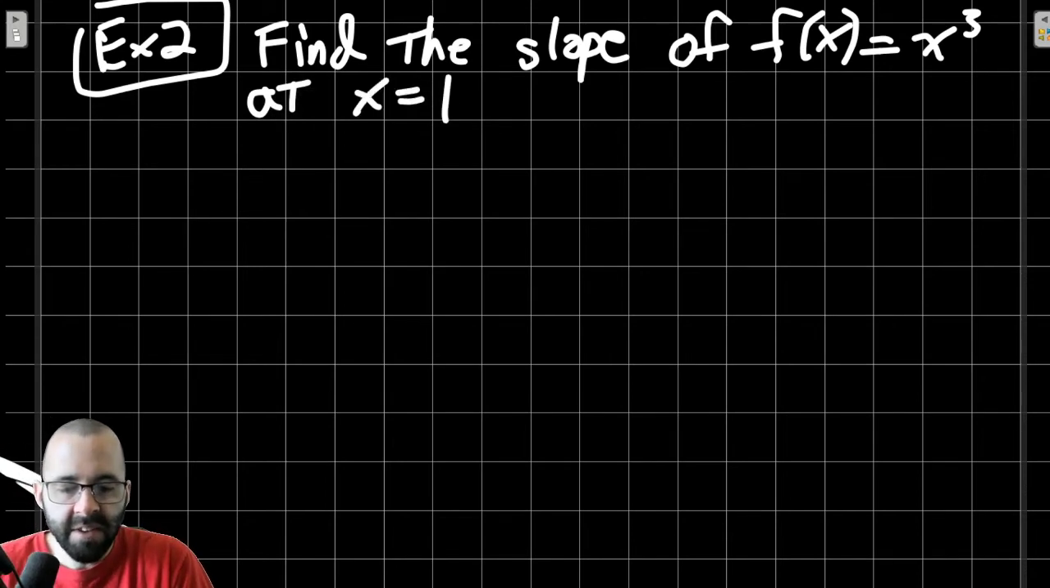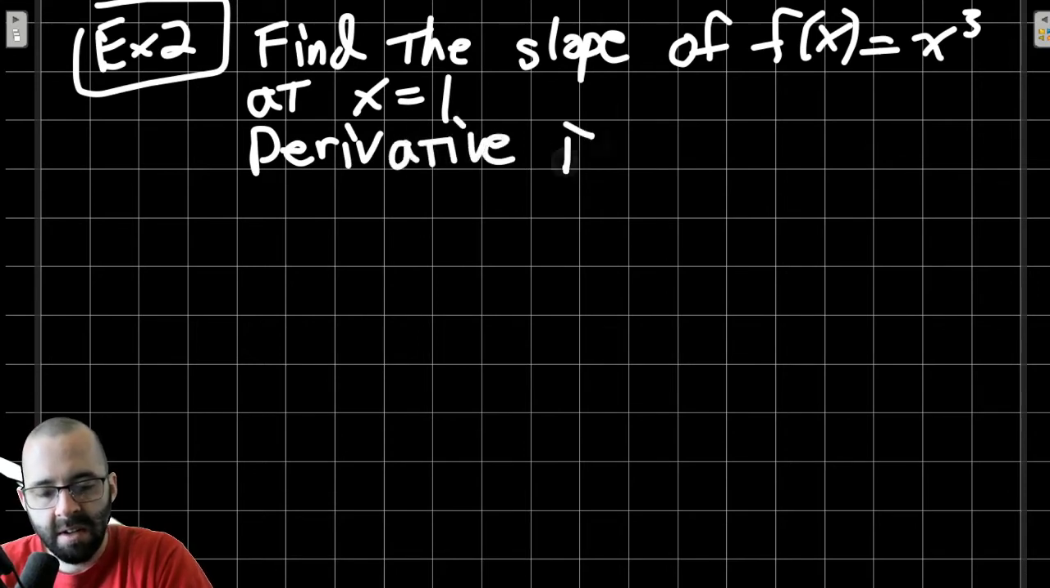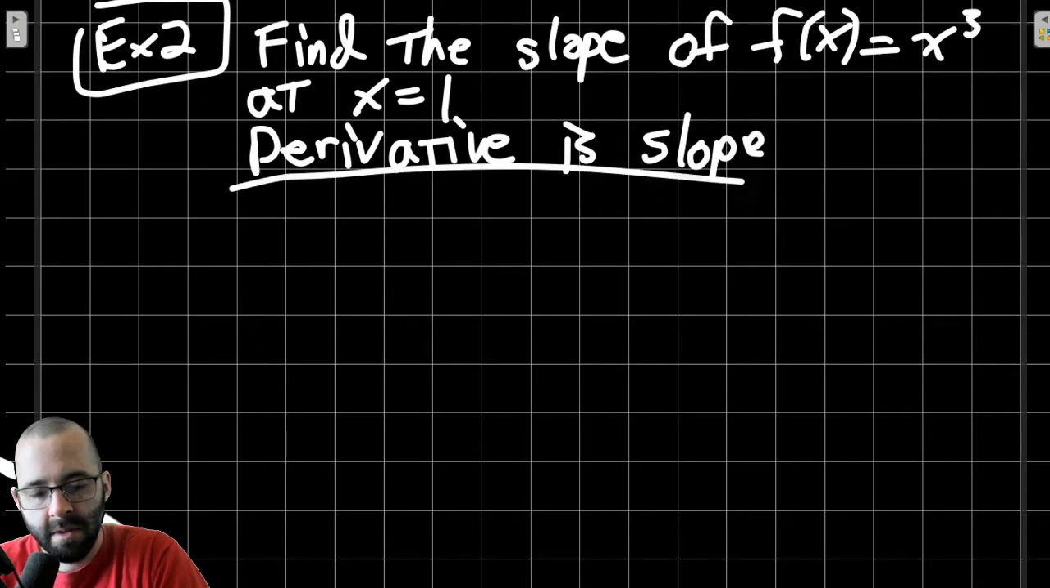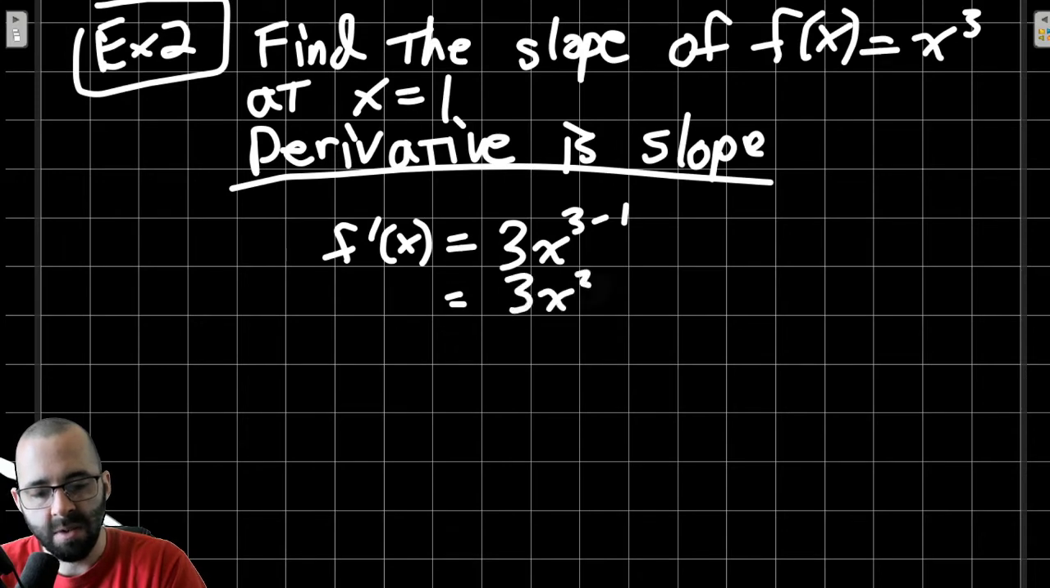All right. So to find the slope, we need the slope function. Slope function's the derivative. Okay. That's a d, I promise. Derivative is slope. Very important. So we need to find the derivative. We're going to use the power rule because we've got a nice monomial up here. Power rule says we bring down the exponent, and the new exponent is the old one minus 1. So the derivative is going to be 3x squared.